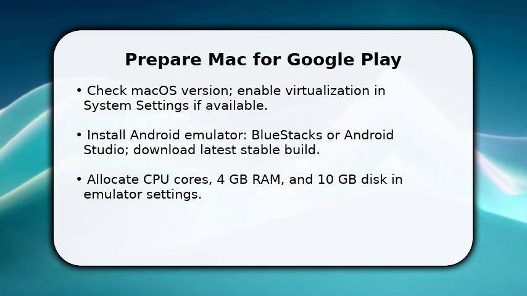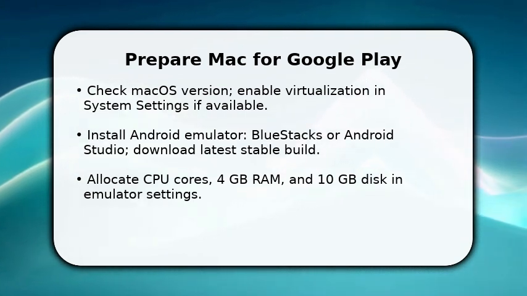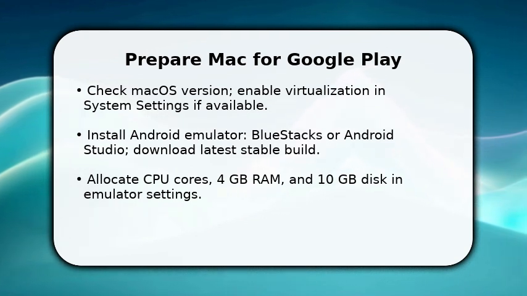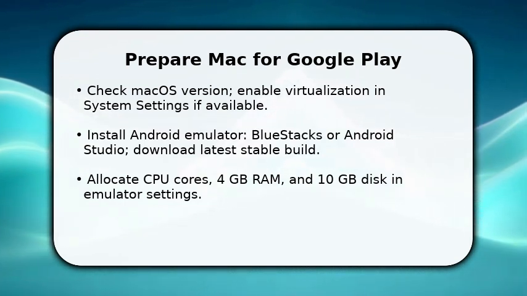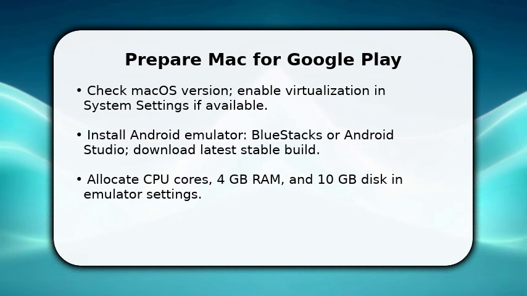Once installed, open the emulator and configure resources. Assign multiple CPU cores, 4 GB or more RAM, and at least 10 GB disk. Doing that now ensures apps from Google Play run reliably.